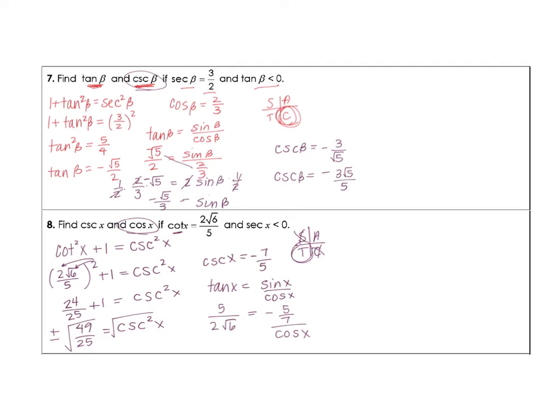So if we cross multiply, I have 5 times cosine x is equal to negative 5/7 times 2 square root of 6. And just like earlier, we are going to multiply both sides by 1/5 to get rid of the 5 over here. And so we have cosine of x is equal to, and we're going to do some canceling, negative 2 square root of 6 all over 7.